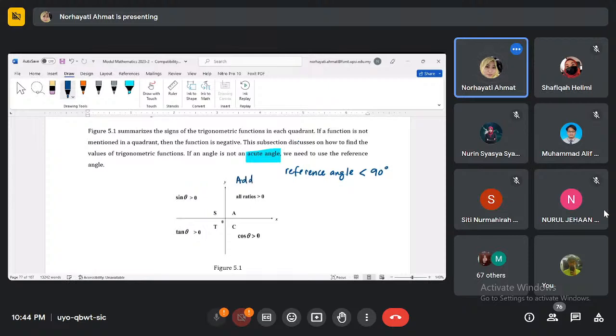Add sugar to coffee. Okay, so ADD is all. All means all functions are positive in this quadrant. In the second quadrant, only sine is positive. Okay, kita ambil sine. And in the third quadrant only tangent, and in the fourth quadrant only cos is positive.